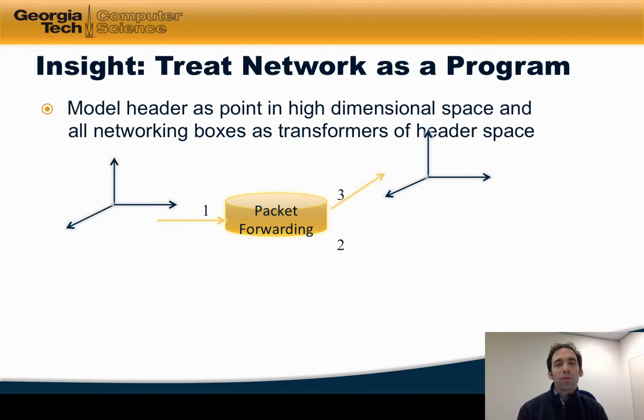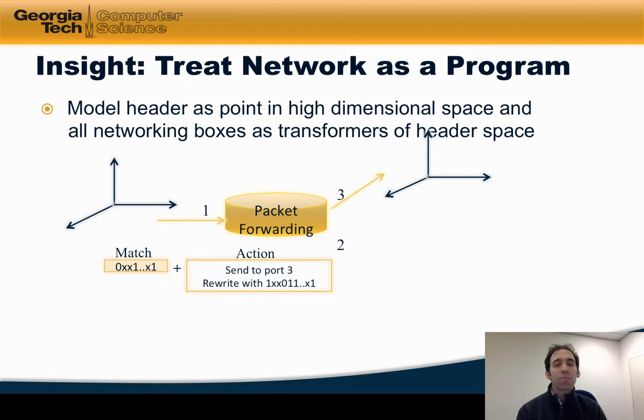The insight here is that we can view the network as a distributed program, and we can model the packet header as a point in a high-dimensional space and all networking boxes as functions that transform that header space. So a match function might match on a bitmap and perform a particular action, such as sending to a particular output port or rewriting part of the packet header. This match and action can simply be viewed as a transformation from one set of points in the header space to a different set of points in the header space.